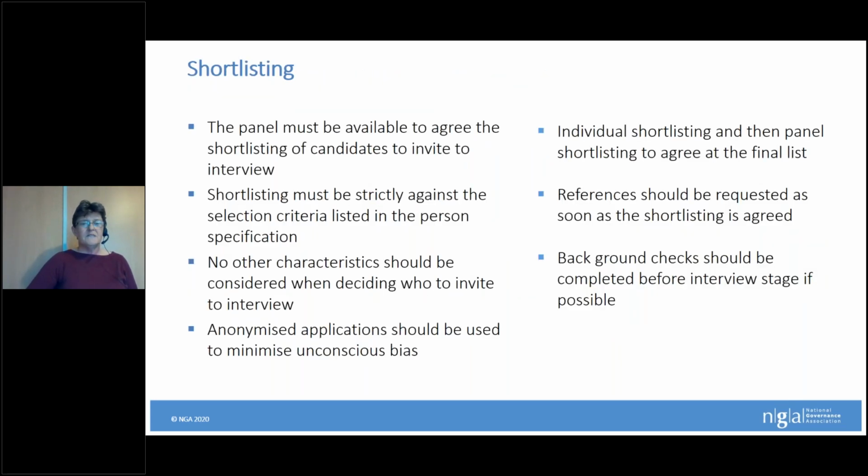A word about shortlisting at this stage. It's absolutely imperative that the panel are able to meet throughout the whole process to shortlist as well as on the interview day. As I've already said, it must be strictly against the selection criteria that you've already agreed in your person specification, and no other characteristics should be taken into account. We know that some boards use anonymised applications, and we know that that minimises unconscious bias. We shortlist individually, and then we come together as a panel to agree our final list. And always at this stage, start the reference requests and the background checks. These things take time, so it's good to get them started early.